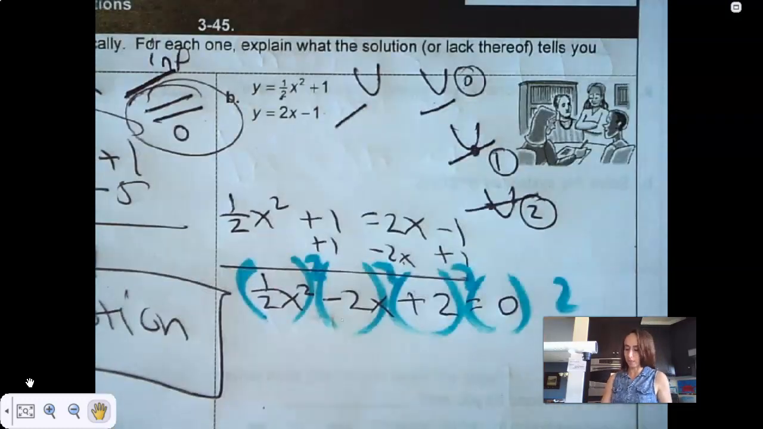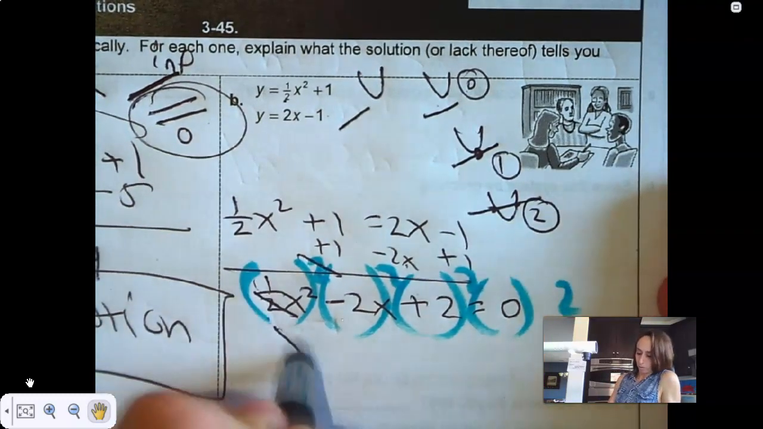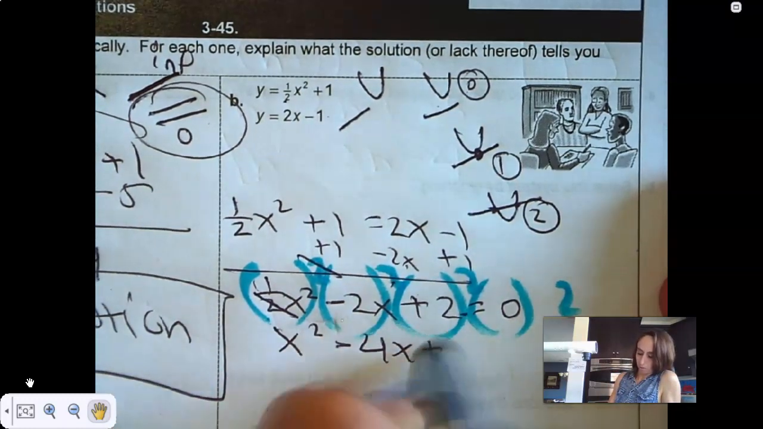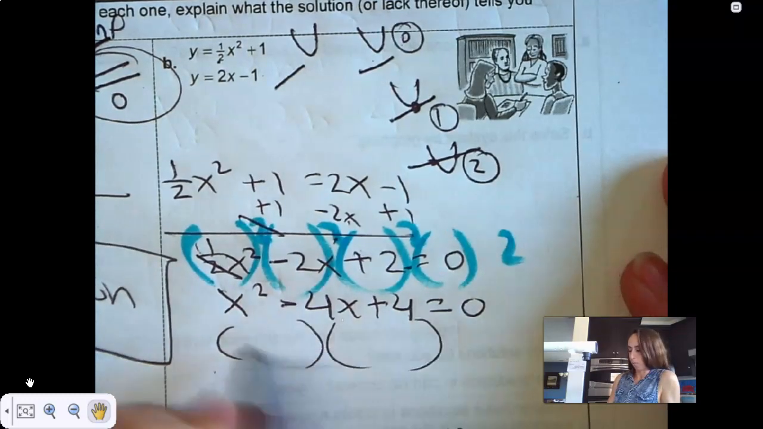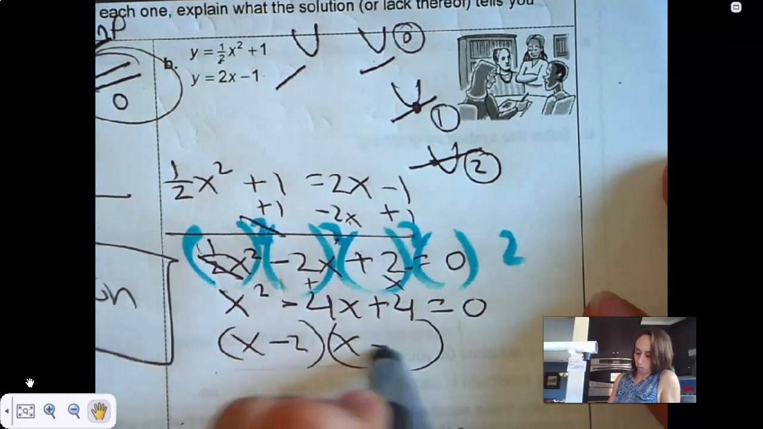Why am I doing that? To get rid of the bottom. I don't want to write 1, so I'll just do x squared, minus 4x plus 4, anything times 0 is 0. Two numbers that multiply to get 4 and add to get 4 are 2 and 2.